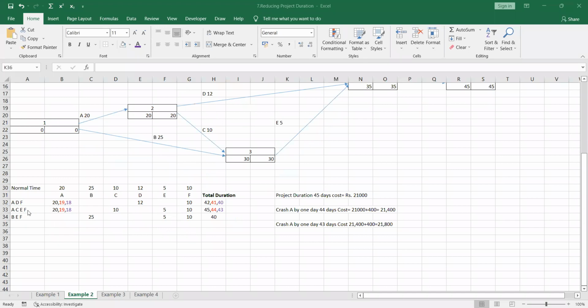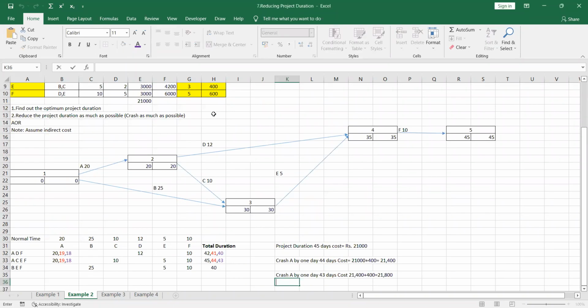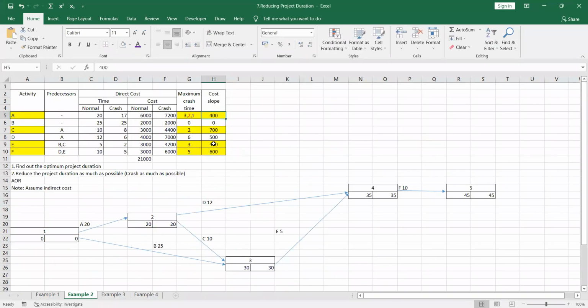So again, you have to see what is the activity you are going to crash. So which is having the lowest cost slope? So the lowest cost slope is having by A and E. And when we are having A and E both, you have to take the lowest identification. That means you have to again take A. Very good. You have to take A again.